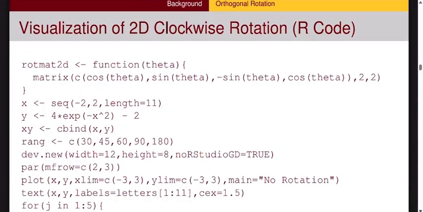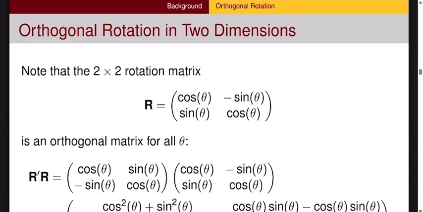This is the code for that. But let me tell you this. Before we can preserve the covariance structure during rotation, we need a mathematical way to investigate whether the covariance structure is being preserved.